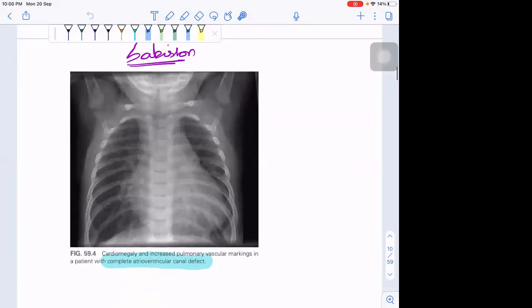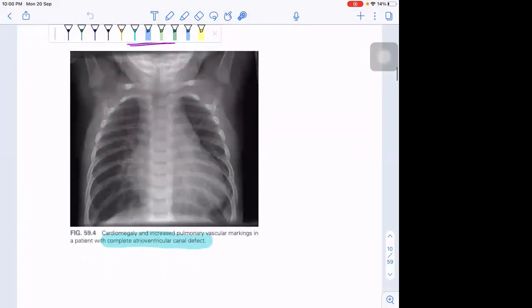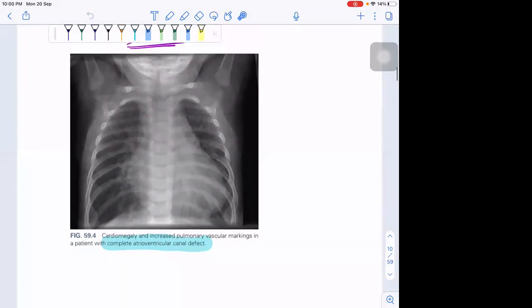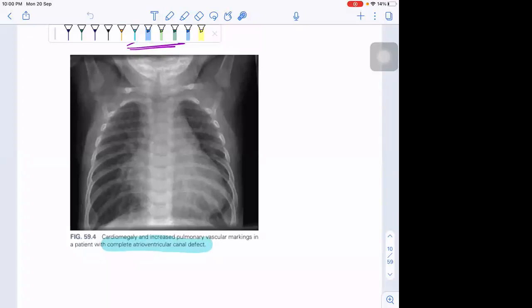So Sabiston, this is our figure 59.4. What they are telling about is complete AV canal defect. First defect, they are discussing about various types.